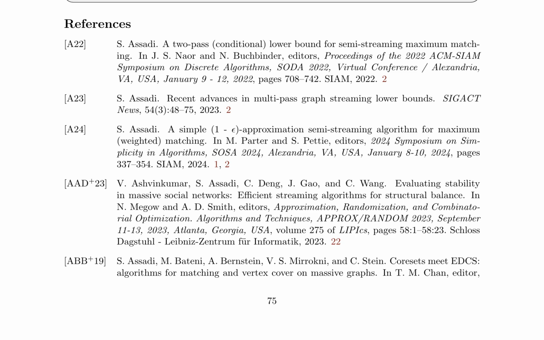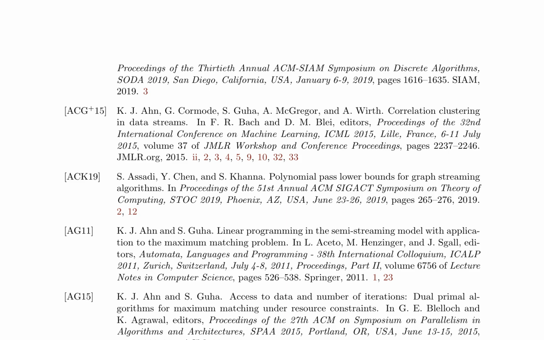The references provided cover various topics in graph streaming algorithms, including semistreaming maximum matching, multipass graph streaming lower bounds, and polynomial pass semistreaming lower bounds for K-cores and degeneracy. Other references discuss correlation clustering in data streams, linear programming in the semistreaming model, and access to data and number of iterations in dual primal algorithms for maximum matching under resource constraints.